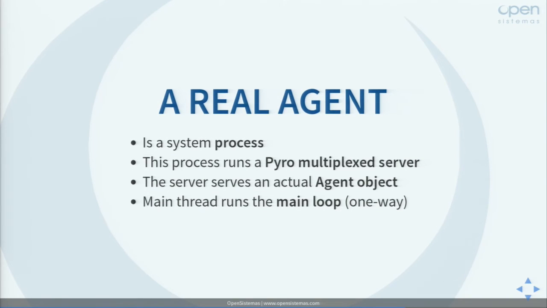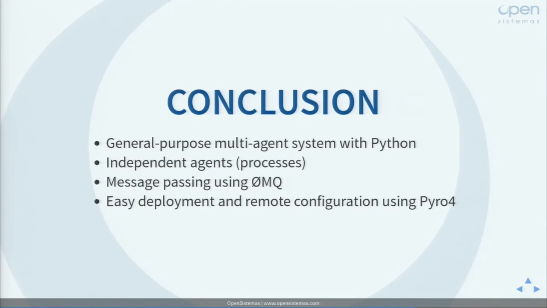So now we know what a real agent is. It is a system process. It runs a Pyro multiplexed server. The server actually serves an agent object, okay, using Pyro. And then we have a main thread, as I mentioned before, that runs the main loop. This is what is called a one-way call in Pyro. So as a conclusion, we were able to implement a general-purpose multi-agent system with Python in which agents are independent and communicate with each other using message passing. And we have achieved an easy deployment and remote configuration process using Pyro4.